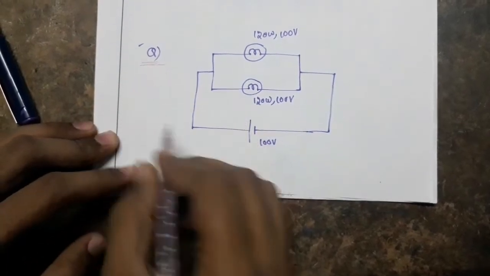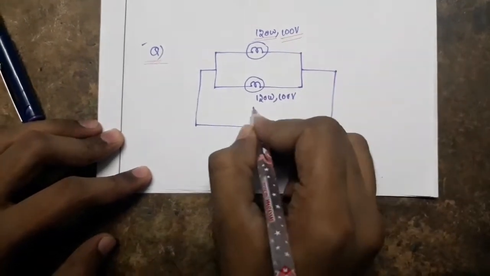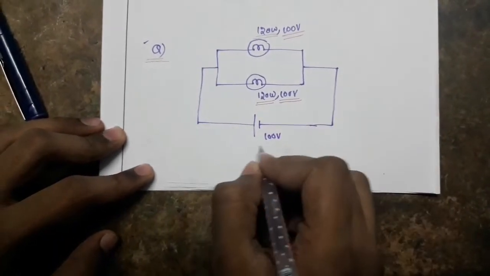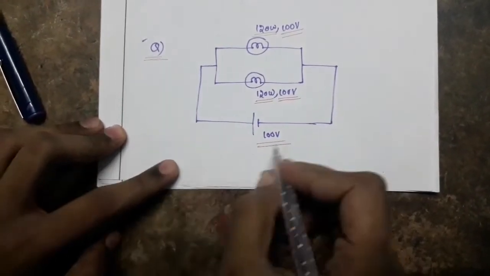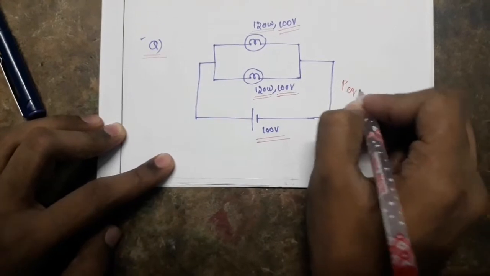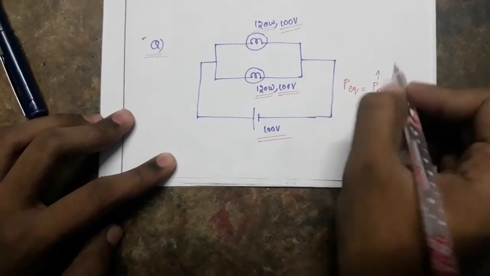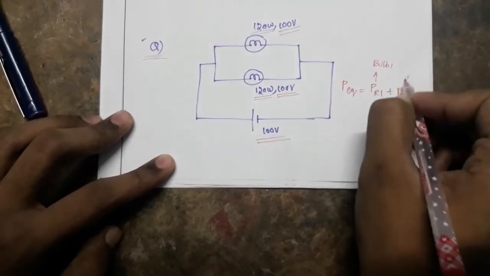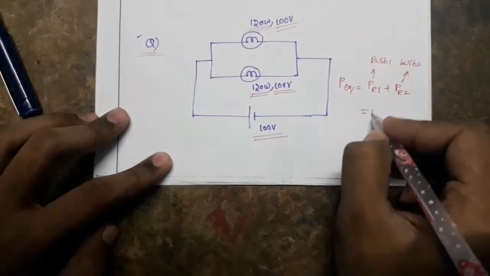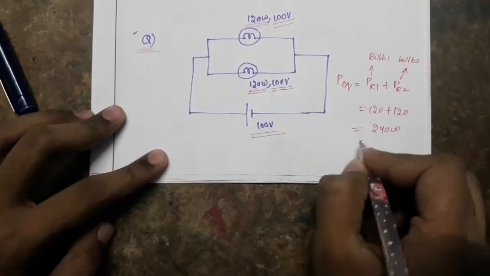Friends, for this question, this is bulb 1 with a power rating of 120 watts and a voltage rating of 100 volts. This is bulb 2, with a power rating of 120 watts and a voltage rating of 100 volts, connected to a supply of 100 volts. We know that when two bulbs are connected in parallel, the power equivalent equals PR1 plus PR2. This is the power rating of bulb 1 and this is the power rating of bulb 2. So 120 plus 120 gives you 240 watts.